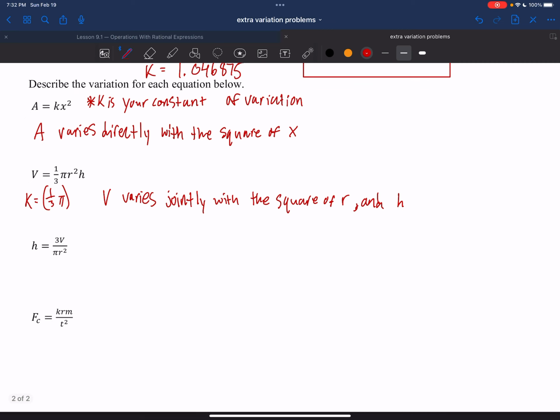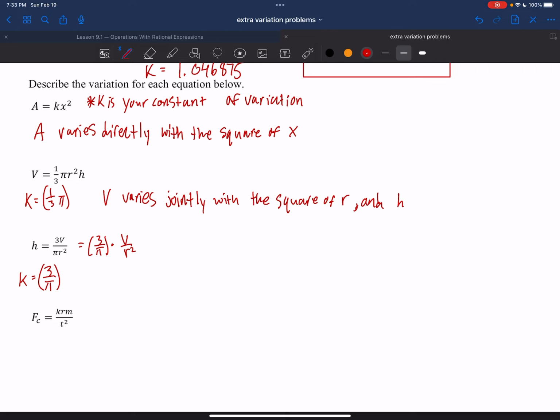Done. Now, if I look at the next one, h equals 3v over pi r squared. Well, your constant K is 3 over pi. You see that this is 3 over pi times v over r squared. I'm sort of separating the constant values in the equation from the variable values in the equation. So v and r squared are subject to change. 3 and pi are not. So that's kind of what my K value is.